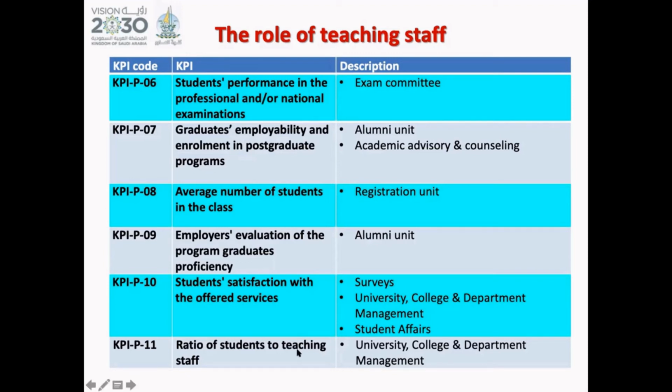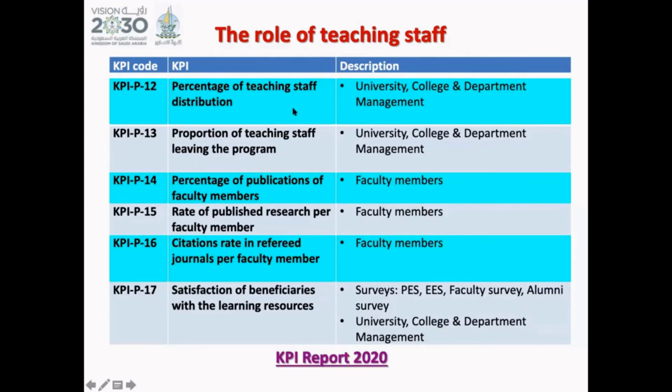Okay, and the ratio of students to teaching staff also has nothing to do with us. This is based on the management. Ideally we can improve the student ratio per faculty member. Percentage of teaching staff distribution is also based on the management. The idea is to increase the percentage, especially of PhD holders. And the proportion of teaching staff leaving the program is also dependent on the management.